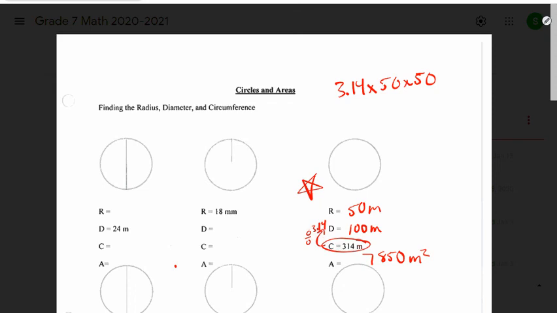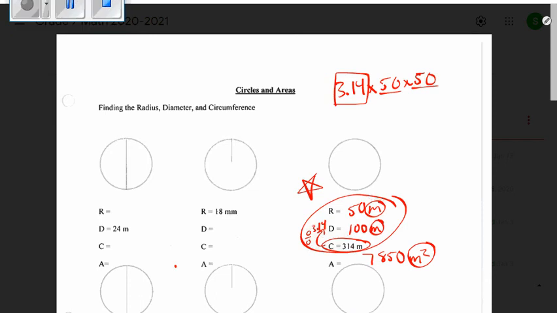Main point on this, radius, diameter, circumference, just have meters. When you get to area, it's meters squared. And the way you solve it is take pi, 3.14, and times it by 2 radiuses. Okay, that's it really. Hopefully that made sense for you guys.